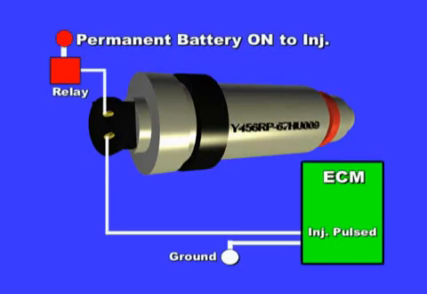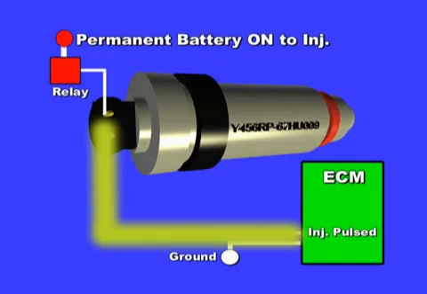All fuel injectors have 2 pins and are permanently connected to battery power through a relay. The ECM or the ignition switch may actuate the relay. On a Dodge, the ECM actuates the ASD relay, which feeds the injectors. The other side of the injector is connected to the ECM, which provides a pulsing ground to the injector.